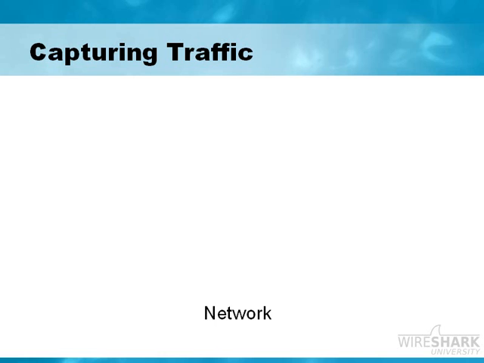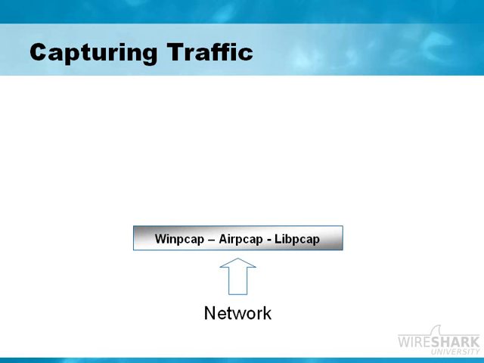So first of all, we're connected into a network, and it doesn't matter if it's a wired network or a wireless network. We just consider all networks the same. We're only going to be able to see traffic that either comes down our cabling system or is visible to us in the normal environment. That traffic is going to be picked up by a number of tools, possibly. One of the tools is called WinPcap, another one is AirPcap, the third is LibPcap.